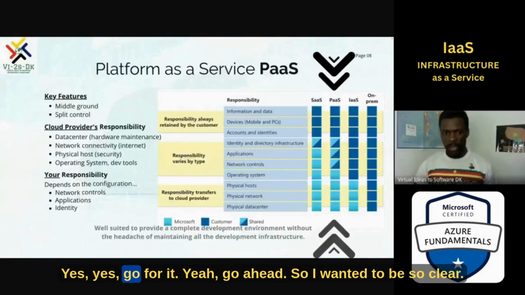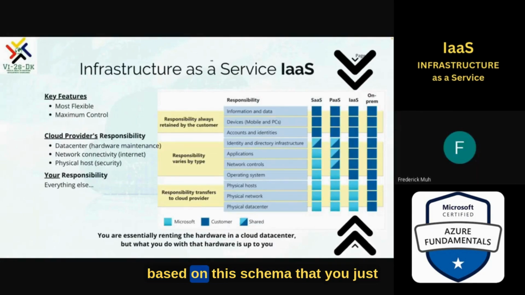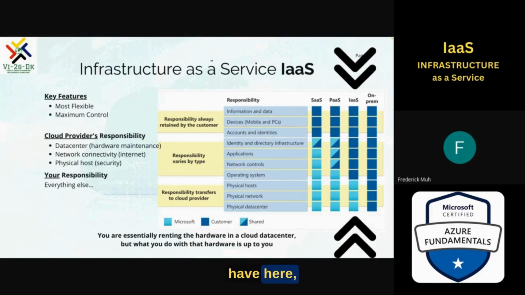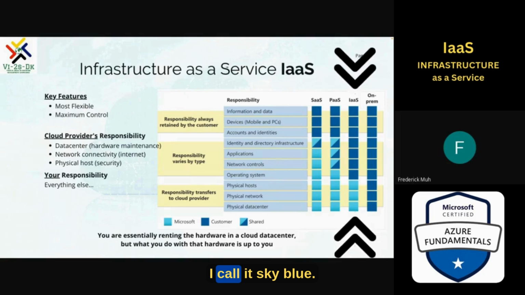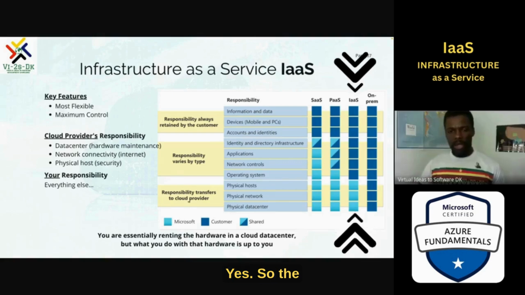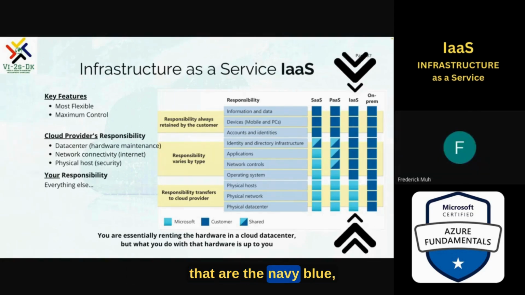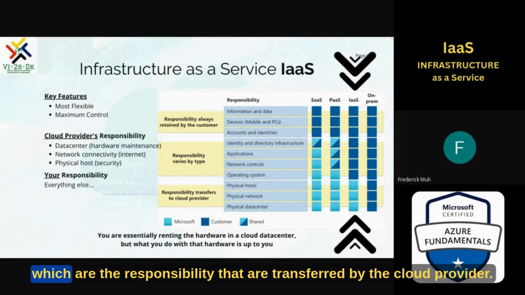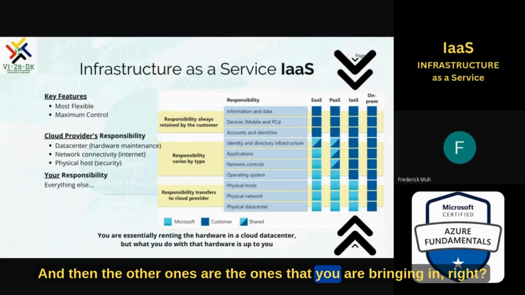Can you hear me? Yes, go for it. Yeah, so I just wanted to be clear. With infrastructure as a service, based on this schema that you have here, the first three, I call it sky blue, from the bottom, are provided by the provider. They are not under your control. So the ones that are under your control are the navy blue ones at the top after the first three, which are the responsibilities transferred by the cloud provider, and then the other ones are the ones that you are bringing in, right?